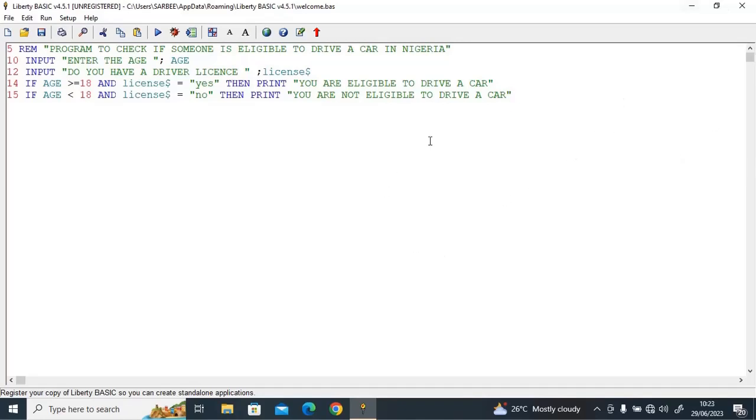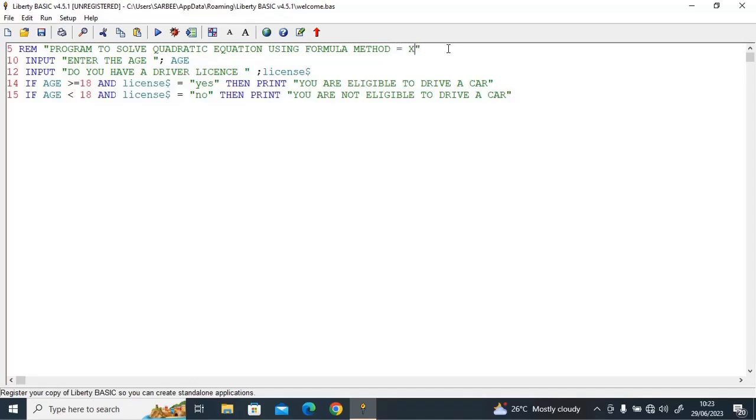So our program is going to change now to: program to solve quadratic equation using formula method.